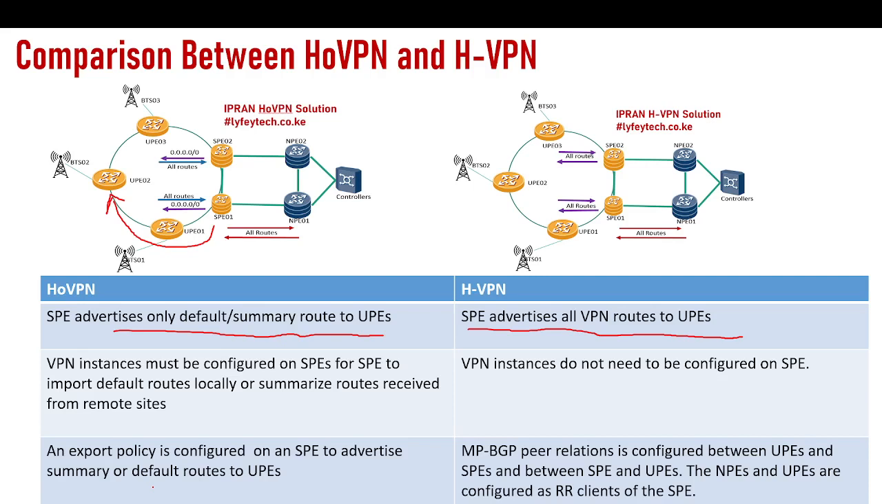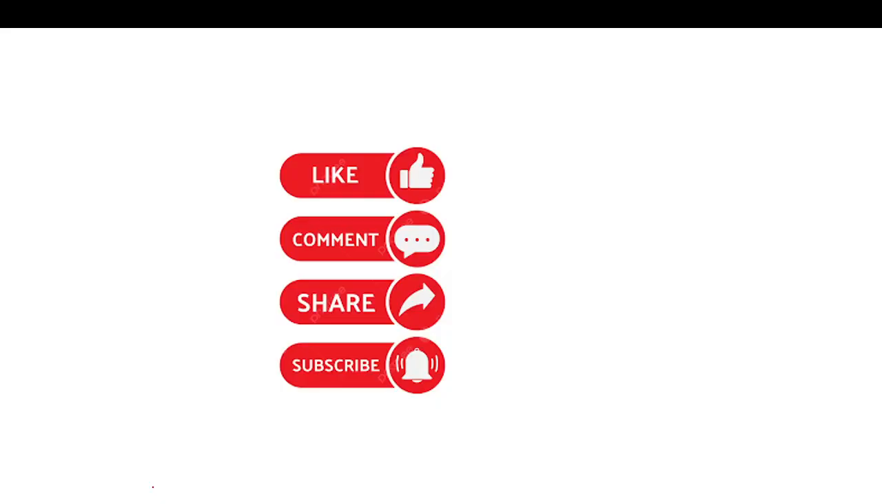So for the HoVPN solution, an MP-BGP relationship is configured between the UPEs and SPEs and between SPEs and NPEs. So the UPEs are configured as the RR clients of the SPE. So all routes will be advertised between the UPE, the SPE, and the NPE. So these are just some differences between the two solutions, HVPN and HoVPN. But the key focus is on the route advertisement. With HVPN, the SPE will advertise only default or summary routes, but with the HoVPN solution, the SPE advertises all VPN routes to the UPEs.